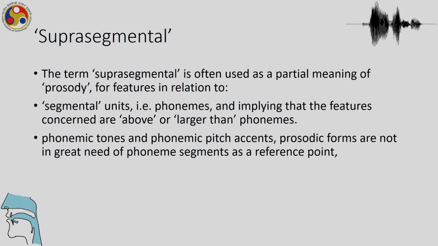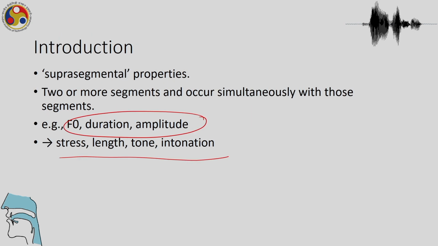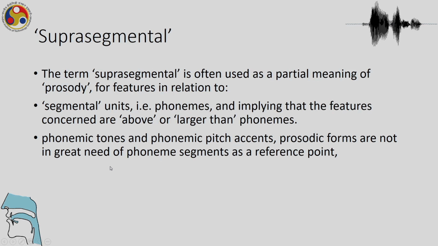So, the term suprasegmental is often used as a partial meaning of prosody for features in relation to segmental units, that is phonemes, implying that the features concerned are above or larger than phonemes. And what are those features? Fundamental frequency, duration, amplitude constitute larger units rather than the segments that we have studied so far. Phonemic tones and phonemic pitch accents and prosodic forms are not in great need of phoneme segments as a reference point. They do not just look for one phoneme segment; they are not dependent on particular phoneme segments as reference points, and that's why the name suprasegmental.